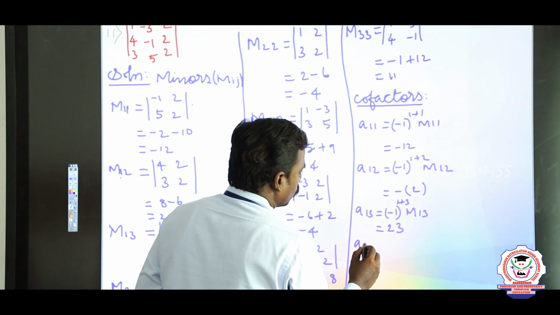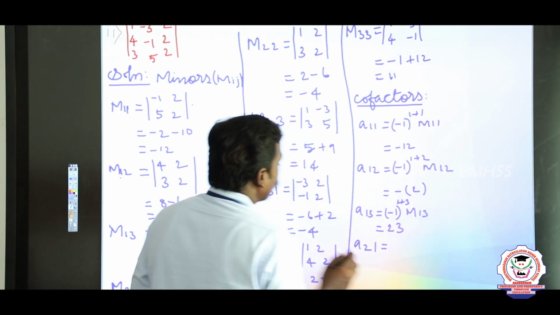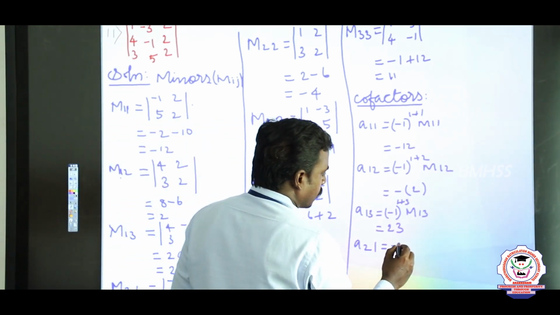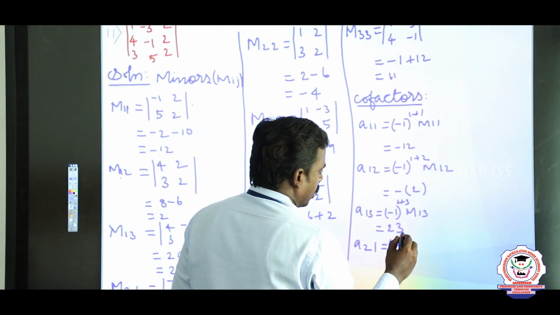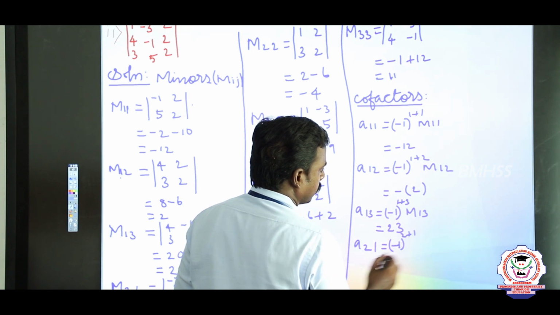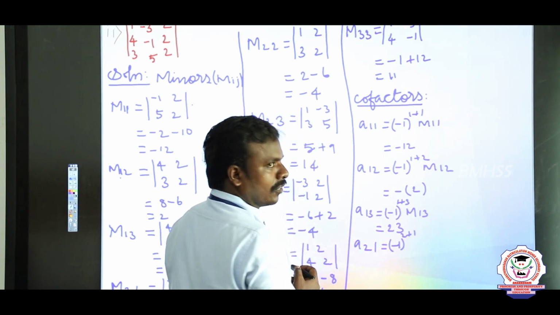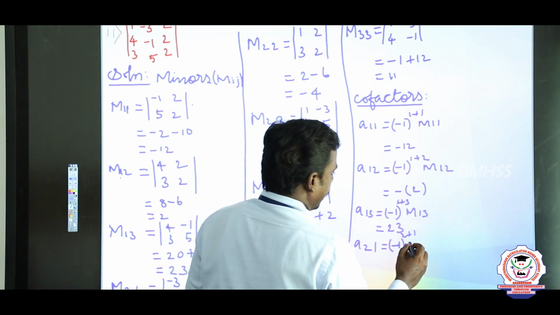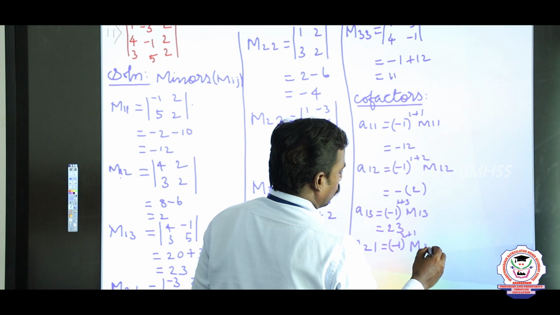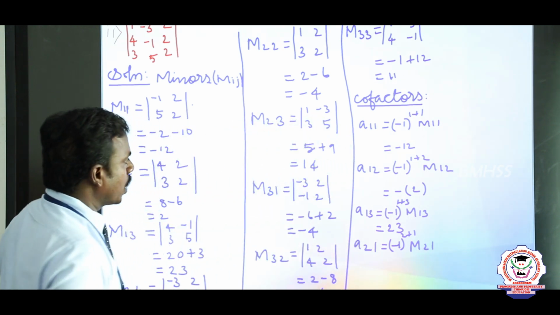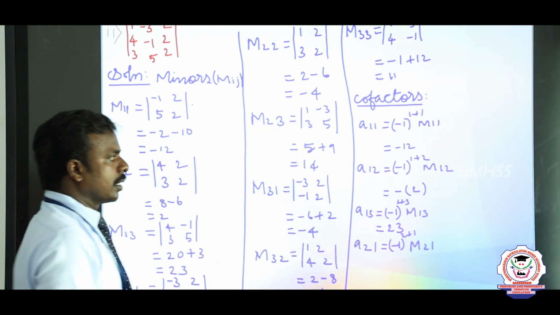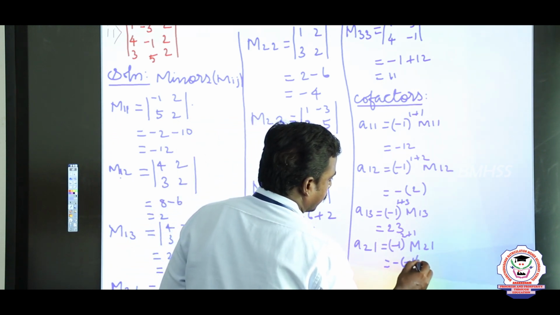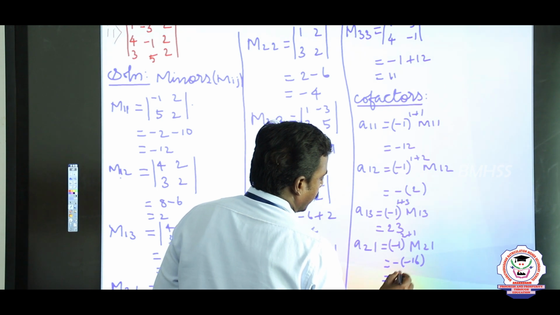And A21. Cofactor of plus 4: minus 1 whole power 2 plus 1. 2 plus 1, that is 3. If you get an odd number, we will get a negative sign, minus. So minus is there into M21. So here M21 value is what? M21 value is minus 16. So already we are getting one minus. So minus into minus 16, this is equal to plus 16.